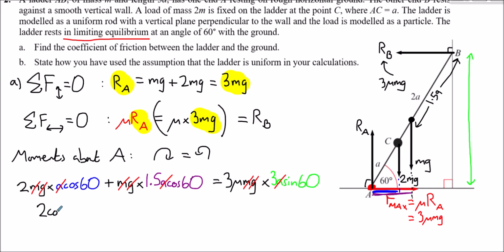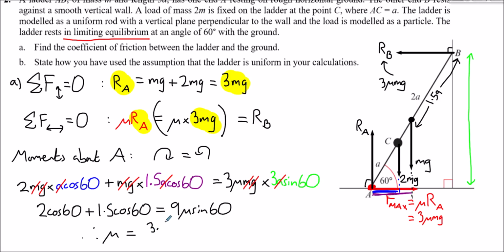So 2 cosine 60 plus 1.5 cosine 60. We've got 3 times 3, which is 9, mu, obviously, sine 60. So therefore we can now divide both sides by 9 sine 60 to isolate mu. So mu will be 2 cos 60 plus 1.5 cos 60, 2 lots of cos 60 plus 1.5 lots of cos 60.